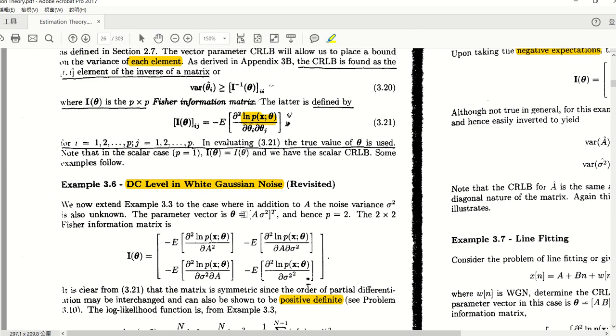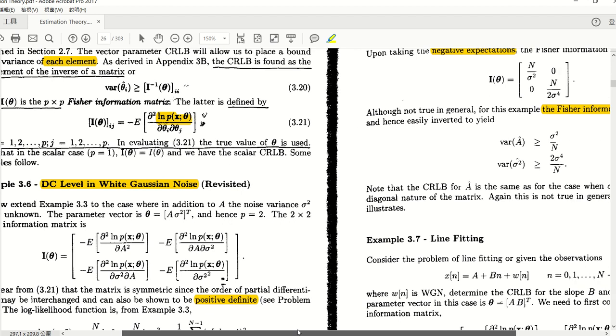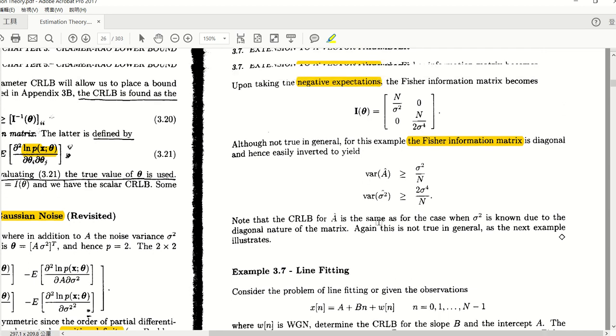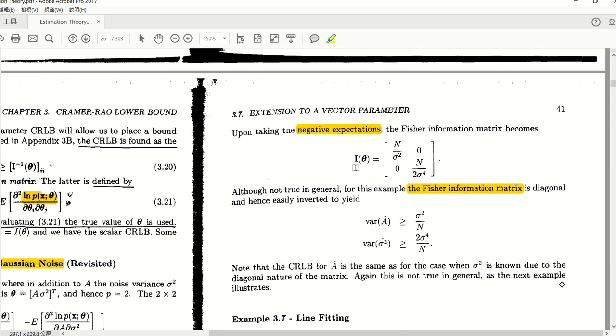Come back again. Originally, we only had A as the unknown. Now we have unknown A and sigma square. It becomes a vector, which looks difficult, right? At the beginning, it looks difficult because suddenly we have two parameters. But now we are able to get a bound for the two parameters by using this. So now we have sigma square over n and 2 sigma to the 4 over n. Now we have the variance of this and the variance of this. This is the CRB. Okay, I think we go up to this point and take a break and then come back soon.